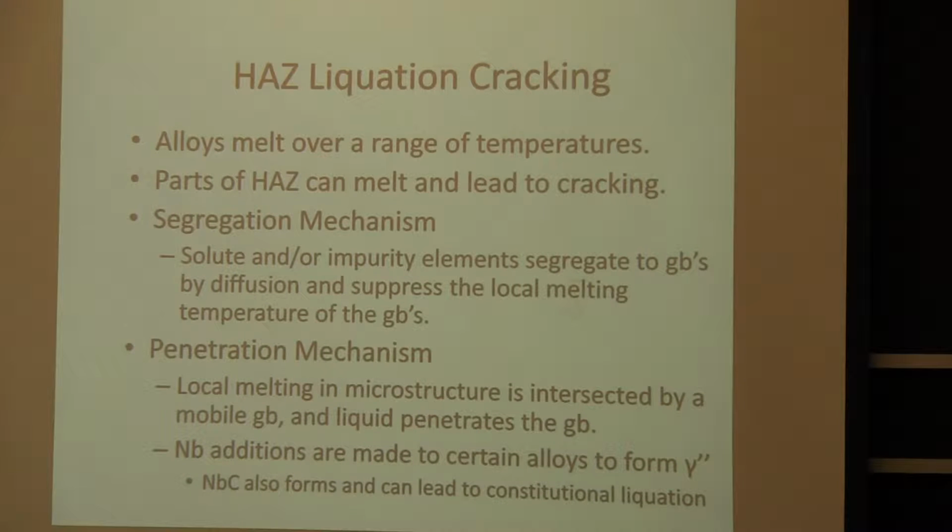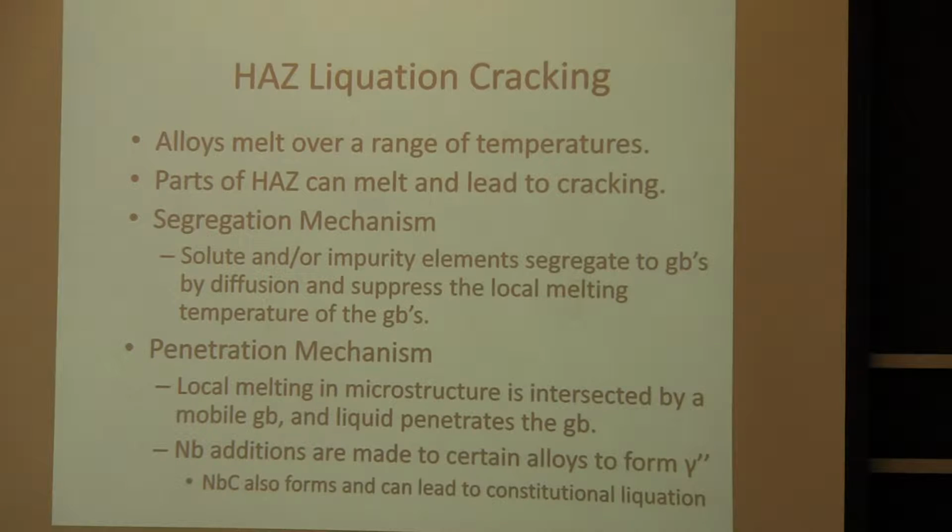Problem in nickel-based alloys is melting along the grain boundaries in the heat-affected zone, which then, because of the restraint that's inherent in welding, the residual stresses, those sometimes pull apart along those melted grain boundaries. There's two ways that the grain boundaries can get liquated or melted.